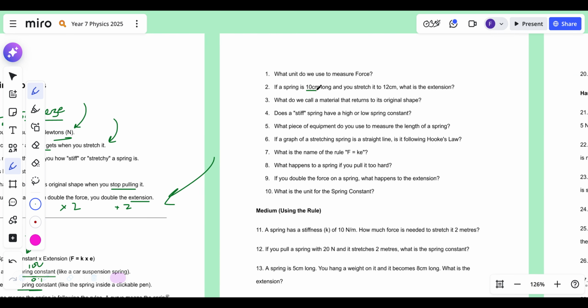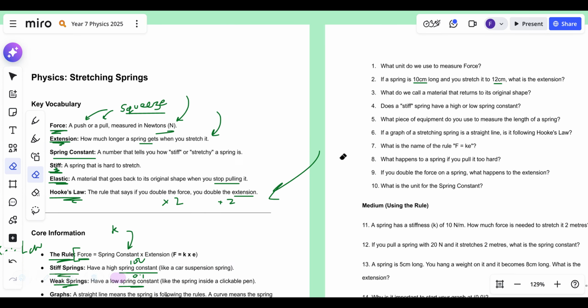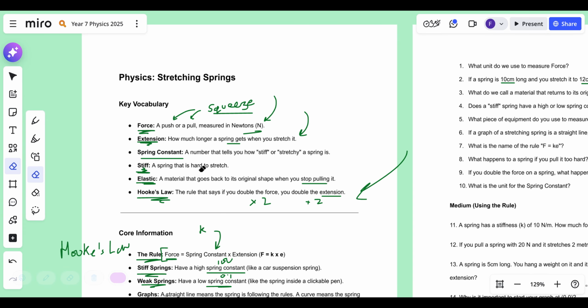If a spring is 10 centimetres long and you stretch it to 12 centimetres, what's its extension? Well, it's 12 minus 10, I'm doing the maths in my head too fast, equals 2. So its extension is 2 centimetres. All right? That's it. What do we call a material that returns to its original shape? That is elastic. A material that goes back to its original shape when you stop pulling it.